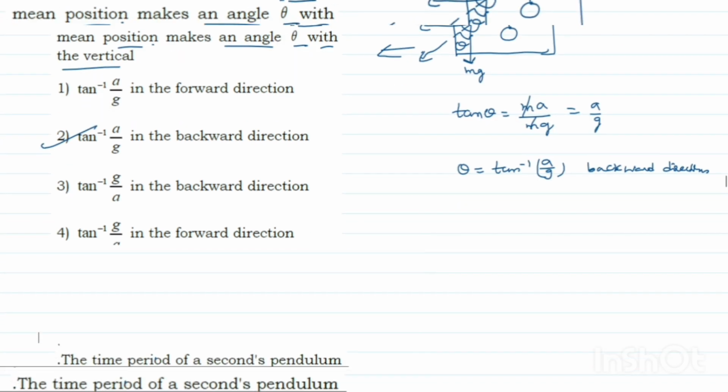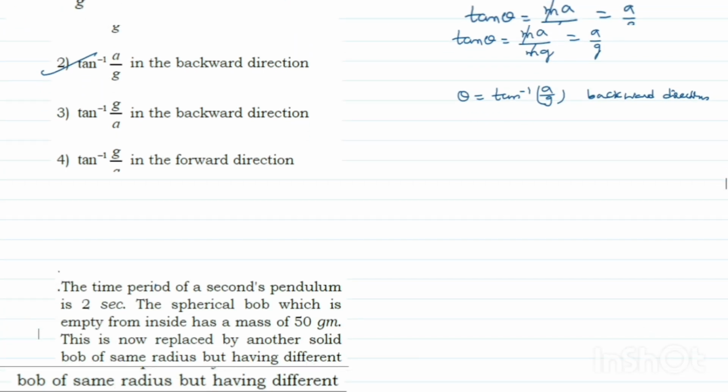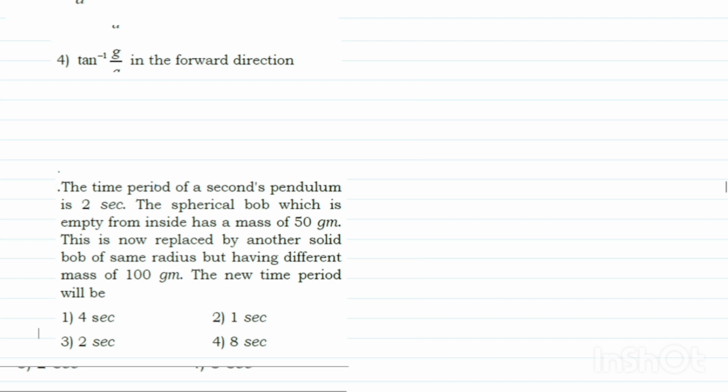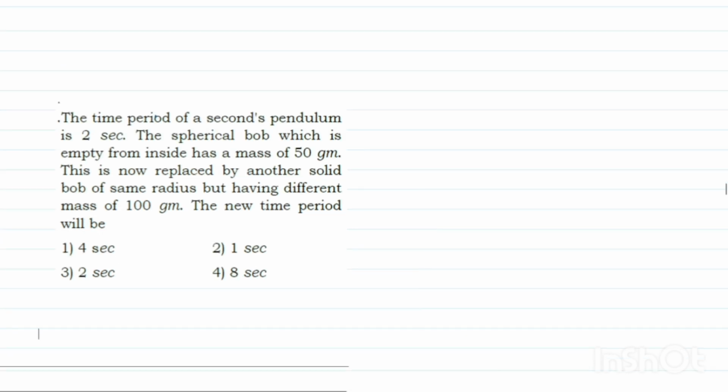Let us see the next case. Here the time period of the seconds pendulum is given as 2 seconds. A spherical bob which is empty from inside has a mass given as 50 grams. This is now replaced by another solid bob of the same radius but with a different mass, given as 100 grams. The new time period they are asking.